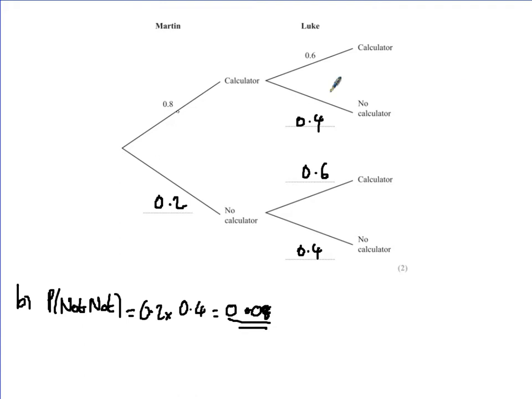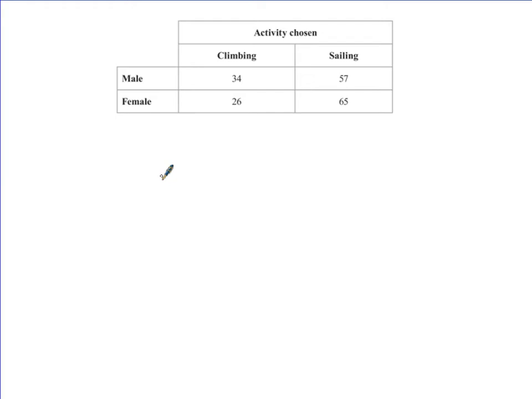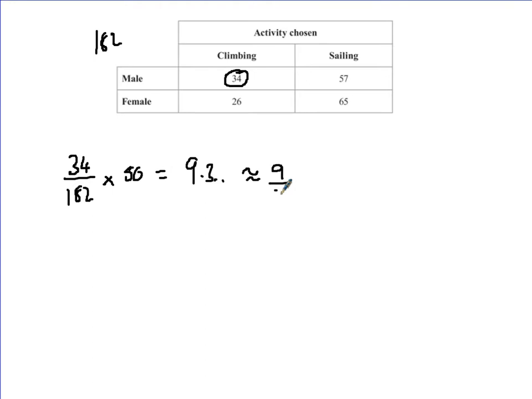Question 12. 182 students in total there. Activity there, they've picked climbing or sailing, and males and females. Wants to take a sample of 50. The number of male students who chose climbing should be in the sample. So it's 34 out of 182 times by your sample size, which is 50. So 34 divided by 182 times by 50, and that gives you 9.3, etc., which rounds then to 9.